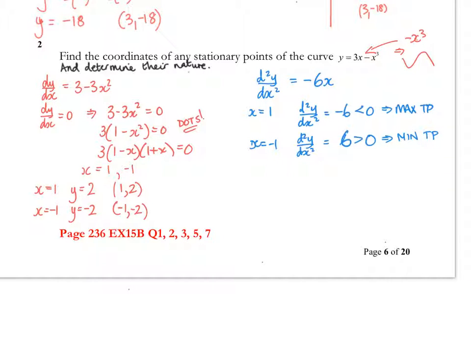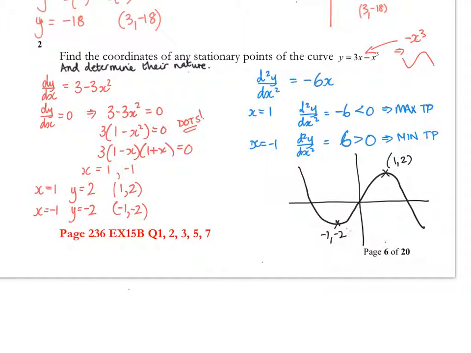So I guess you could have a bit of a sketch of this one. What would it look like? Probably something like that. So you've got a maximum at (1, 2) and a minimum at (-1, -2). And I know it goes through 0 because if I put x equals 0, y equals 0, so it goes through there. We just have to find the roots of the other one. We weren't asked to sketch it, but it's quite useful to pull in all the other ideas that we've got from C1.